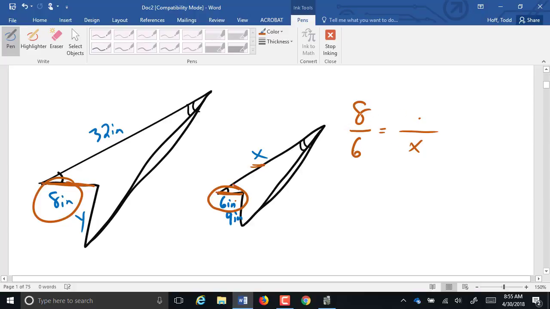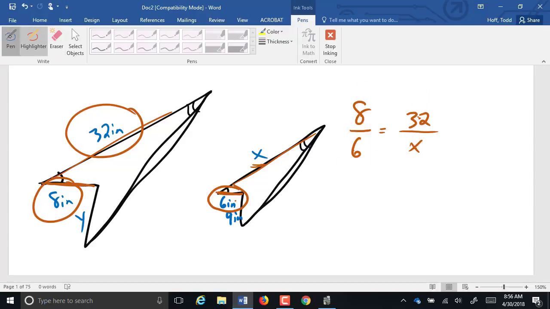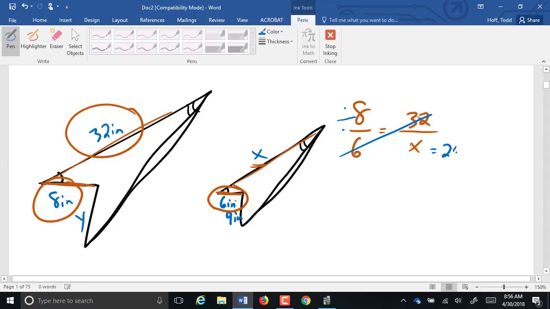So what goes up here better be from the same figure as the 8. It also has to correspond to the X, which means it's going to be the 32 because that represents the same side as the X. So 32 goes up there. So you notice it has to have relationships in both directions. In this direction, those are from the same triangle, those are from the same triangle. In this direction, those are corresponding sides, those are corresponding sides, before and after the enlargement. So now we cross multiply. 6 times 32 divided by 8 gives us that X is 24 inches long.